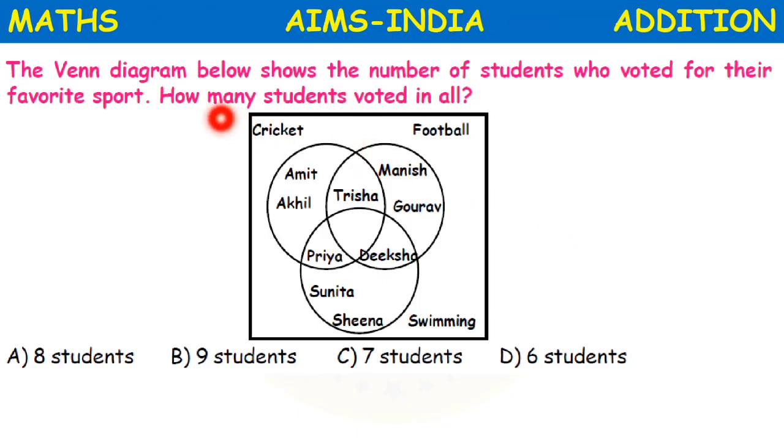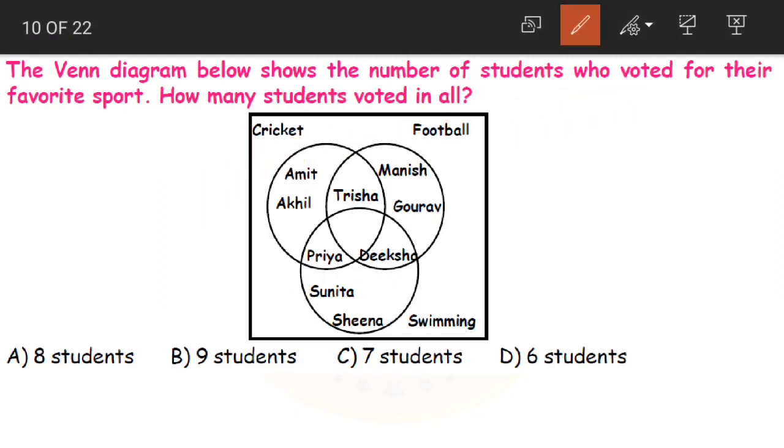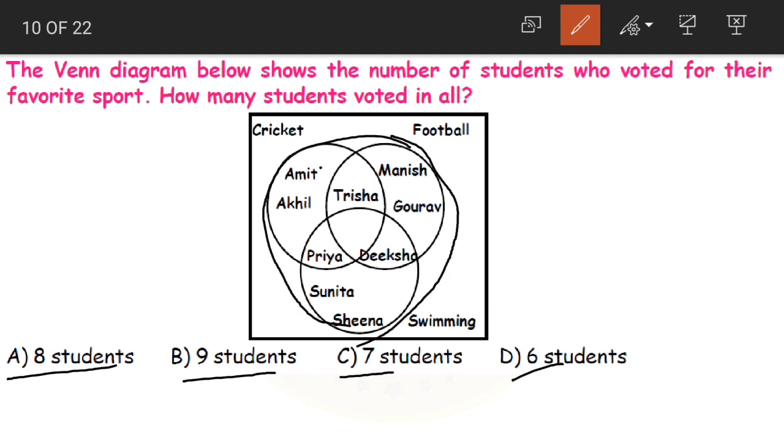The Venn diagram below shows the number of students who voted for their favorite sport. How many students voted in all? Now see, this is very simple. Option A 8 students, B 9 students, C 7, D 6 students. Now you are seeing few names inside this diagram, right? Now simply count the number of names and we will get the number of students. 1, 2, 3, 4, 5, 6, 7, 8, 9. How many students are there, children?